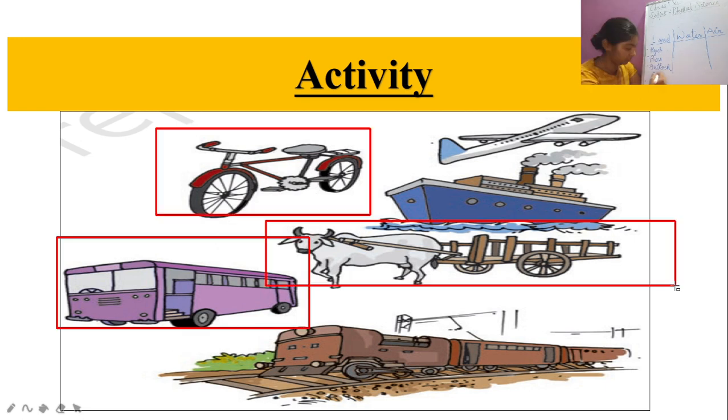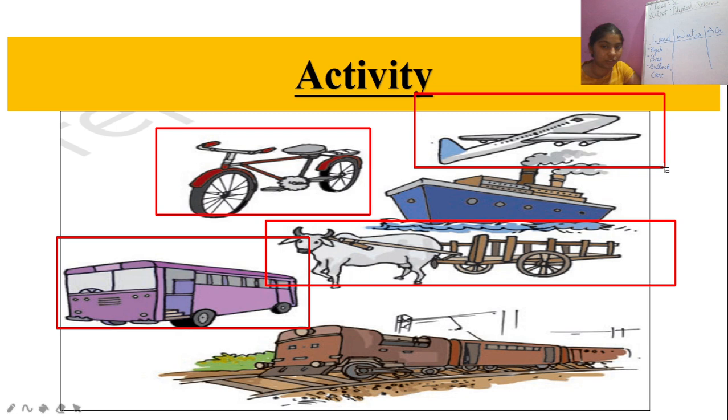Now students, next, what about this airplane? Which does it come under? Yes, the airplane is in air. Yes students, what about the next? What about the ship? Yeah, the ship is in water, right? And the next, which is the last? Yes, the train. So students, basically we have these types of means of transport, that is land, water and air.